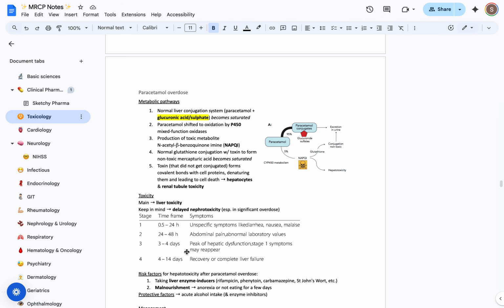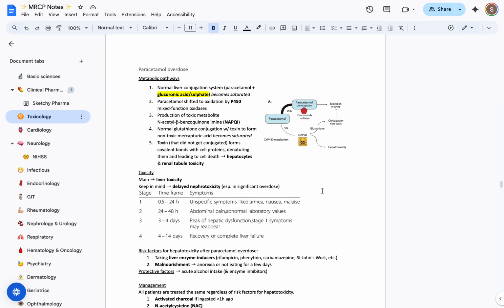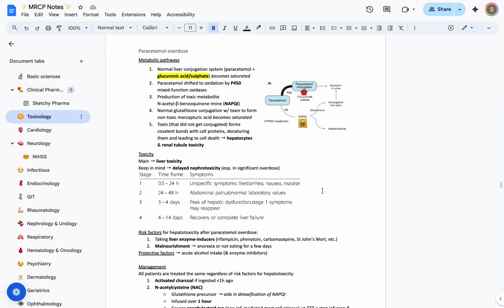Now, let's look at the time frame of toxicity. Within the first 24 hours, the patient will have unspecific symptoms like diarrhea, nausea, malaise. After 24 to 48 hours, the patient will have abdominal pain, and the lab values will start to be abnormal. Within 3 to 4 days, there will be the peak of hepatic dysfunction, and then after 4 days until up to 14 days, there will either be recovery or there will be complete liver failure, depending on the stage of the patient.